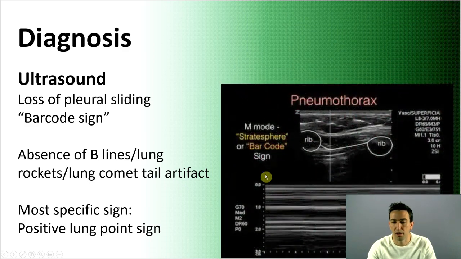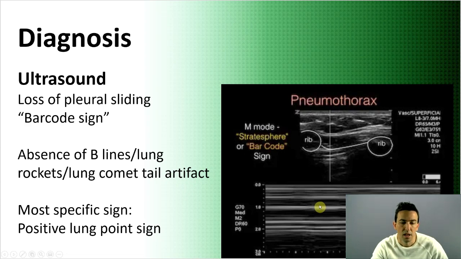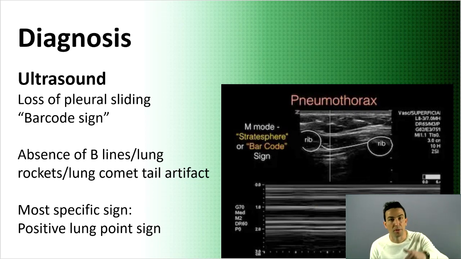If you do your ultrasound and you see what looks like a barcode or something to this effect, which could be your image clue on the question, saying that this person has loss of lung sliding and there's probably a pneumothorax in there. Maybe you can't pick it up on a chest x-ray, but it's present there. Other things you might see would be absence of B lines, lung rockets, lung comet tail artifact, whatever you want to describe it as, but you won't see those shooting comet tails going down through the ultrasound view.